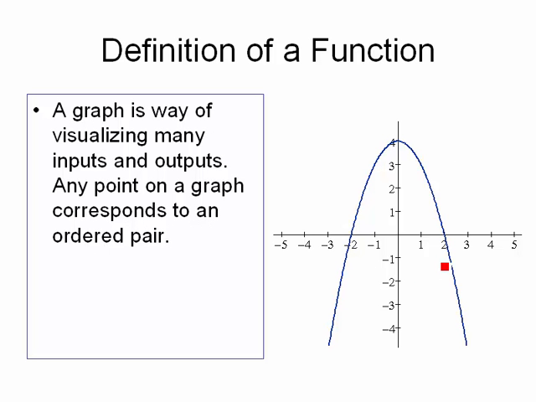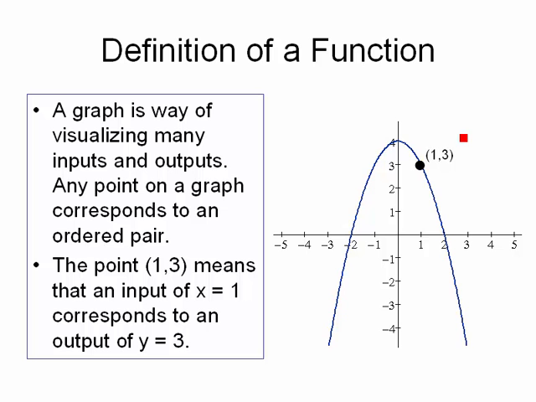Now, a third way of looking at a function is to actually use a graph. And a graph is a way of visualizing many inputs and outputs. Our inputs are usually down along the horizontal axis, and our outputs are along the vertical axis. So when I see this point up here of (1, 3), that means that x equals 1 corresponds to y equals 3. And so our input of 1 corresponds to an output of 3.